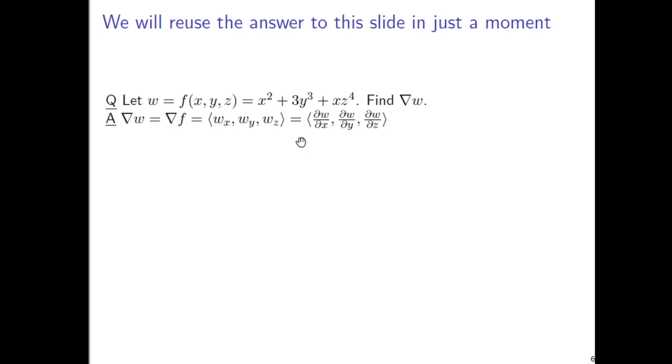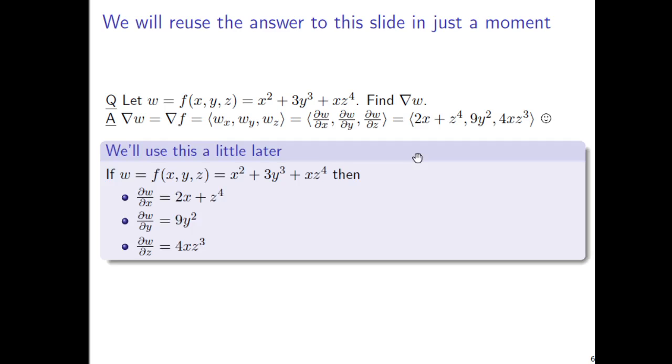So we'll take the gradient of w or the gradient of f. W is the output variable name, f is the function name, but we're going to treat those all essentially the same here, and we just need to find the partial derivative with respect to x, with respect to y, with respect to z. I've written this using its two other notations here, using the little subscript notation and the Leibniz notation, and we should have 2x plus z to the fourth, comma 9y squared, comma 4xz cubed. So we'll use this information later.